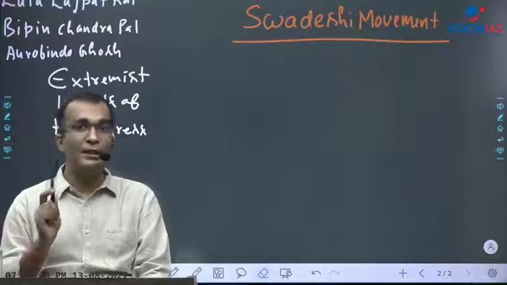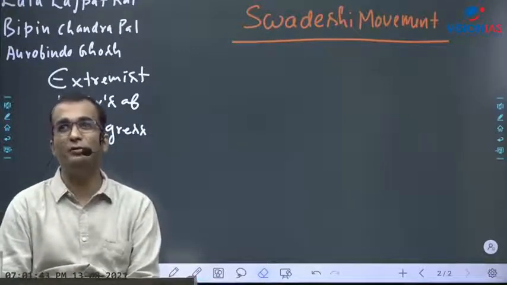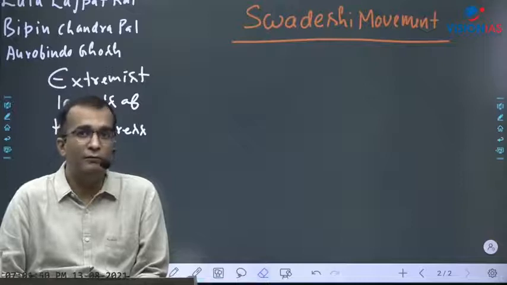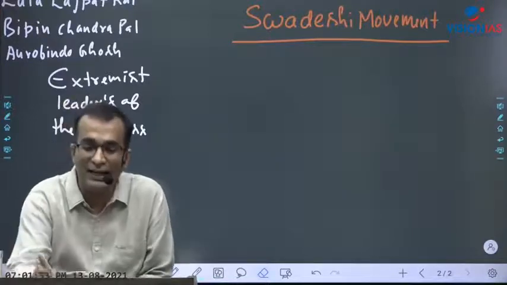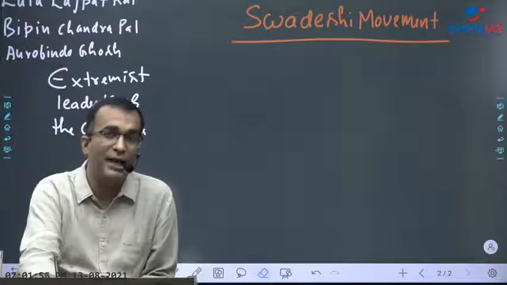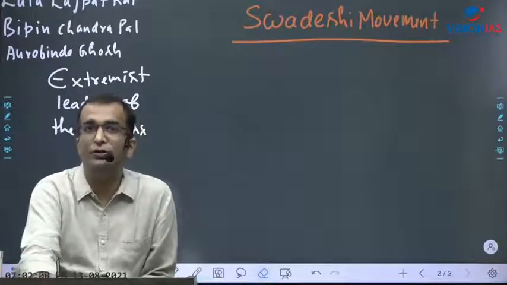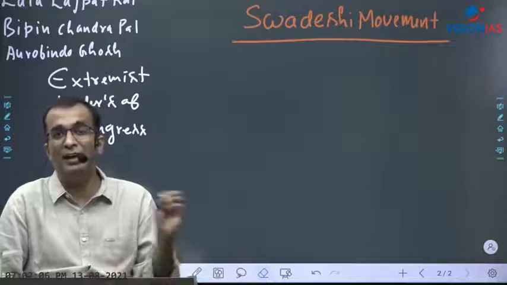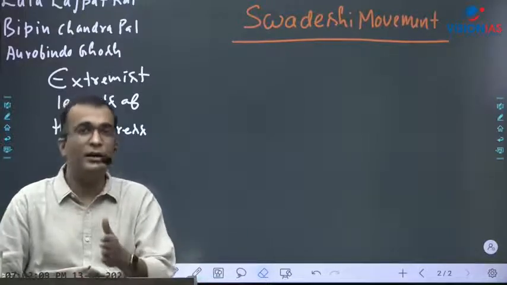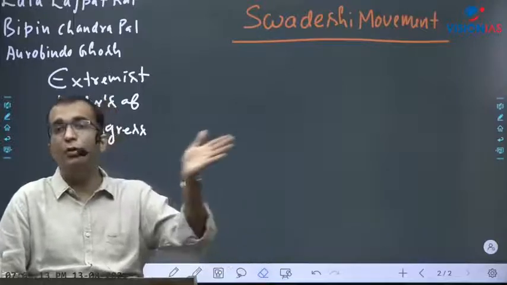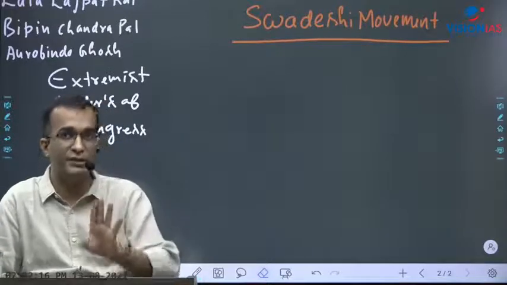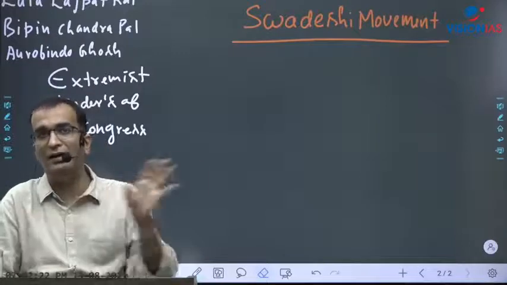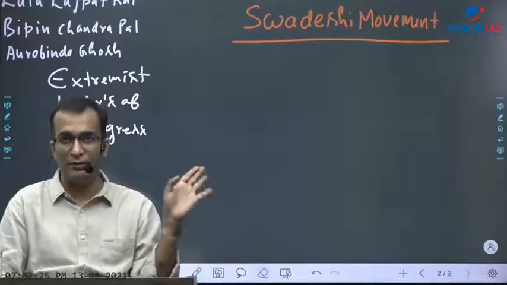Then another rule: suppose a Congress annual session is happening in Calcutta, then nobody from Bengal could be the president of the Congress, meaning the native of the area in which the session is happening would not be the president. The president could be from Maharashtra, UP, Delhi, Tamil Nadu, Kerala, whichever part of the country, but not from Bengal. Same way, if the session is happening in Bombay, nobody from the Bombay presidency could become the president. Anyone from Central Province, United Province, Bengal, Bihar, Odisha could be president, but not from the Bombay presidency. So this was the rule.